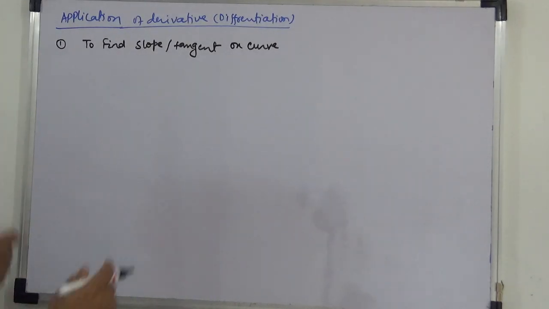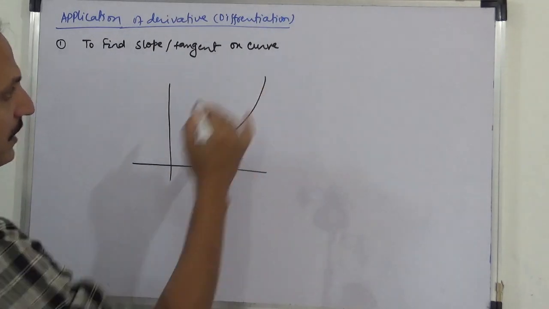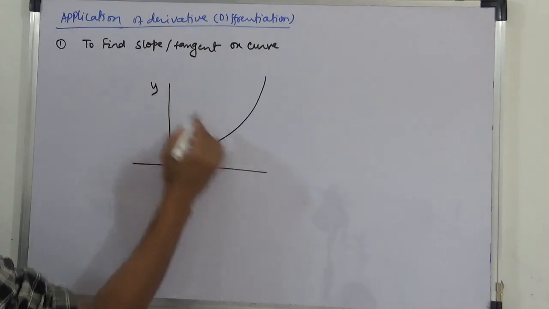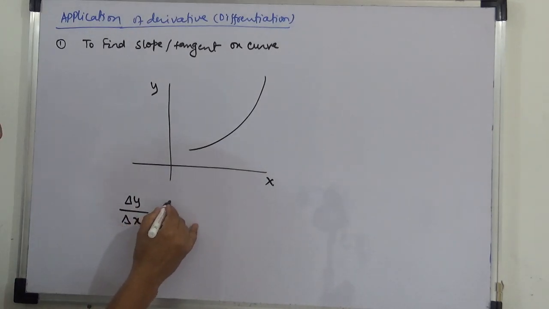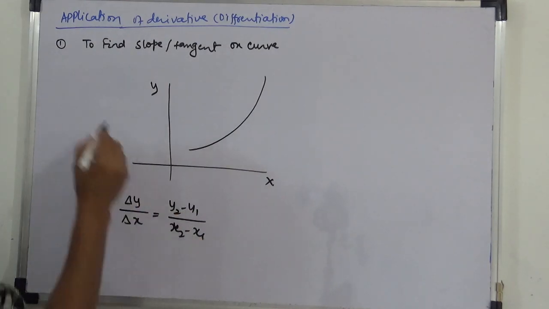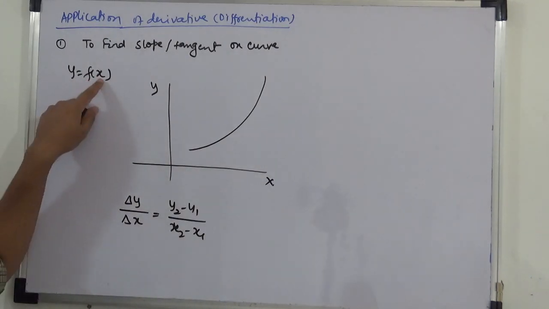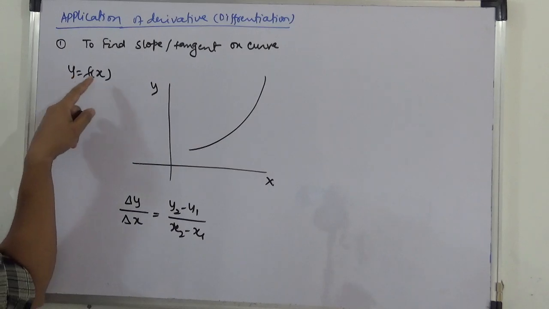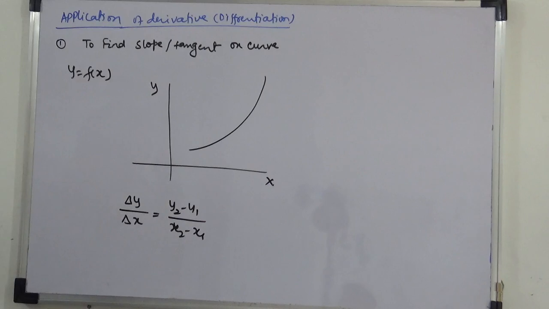Let's say we have a curve of this shape. This is y versus x. So we are finding the ratio of delta y by delta x. Delta y means y2 minus y1 by x2 minus x1. And if you remember, y is equal to f(x). If you put the value of x, you will get the corresponding y. If you put x1, you will get y1. If you put x2, you will get y2.